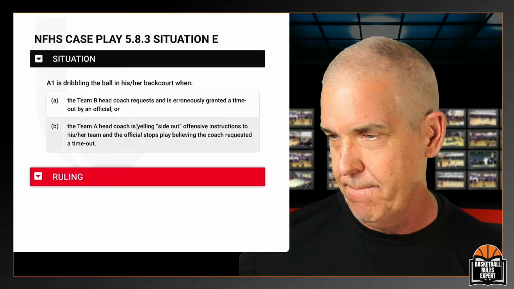Now, in the other situation, offensive coach yelling instructions, 5 out, 5 out. Officials erroneously grant a timeout. In that instance, we do have an inadvertent whistle, and no timeout shall be granted in that situation. So, two similar situations, but in the first one, inadvertent whistle is not an option. Let's take a look at the ruling on the play.